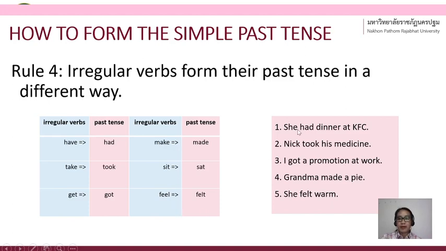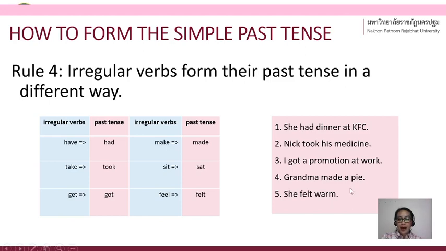So the example of the sentence here, number one, she had dinner at KFC. Had is the irregular past form of the verb. Number two, Nick took his medicine. Took is the irregular verb here. Number three example, I got a promotion at work. Got is the irregular past form of the verb.